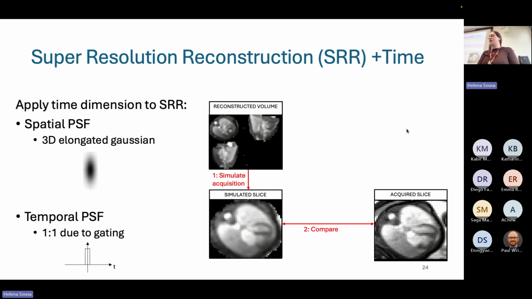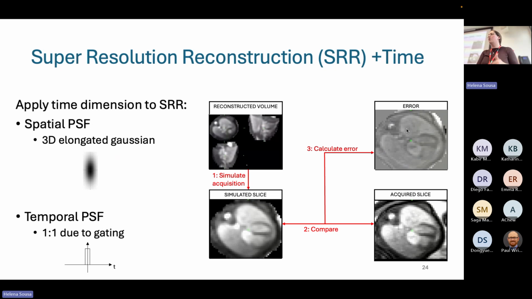Now we can compare that to the acquired slice, calculate the error between the two, and update the volume using that information. So hopefully you can see the similarity here with what we looked at in the original method.